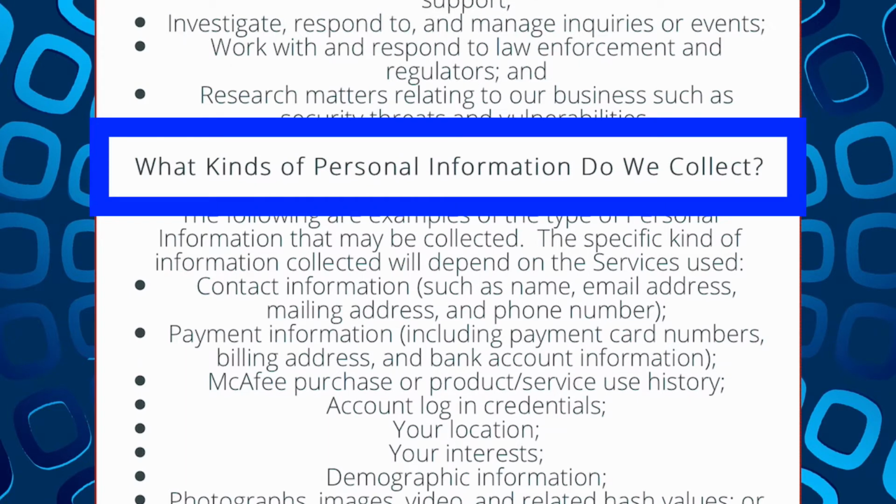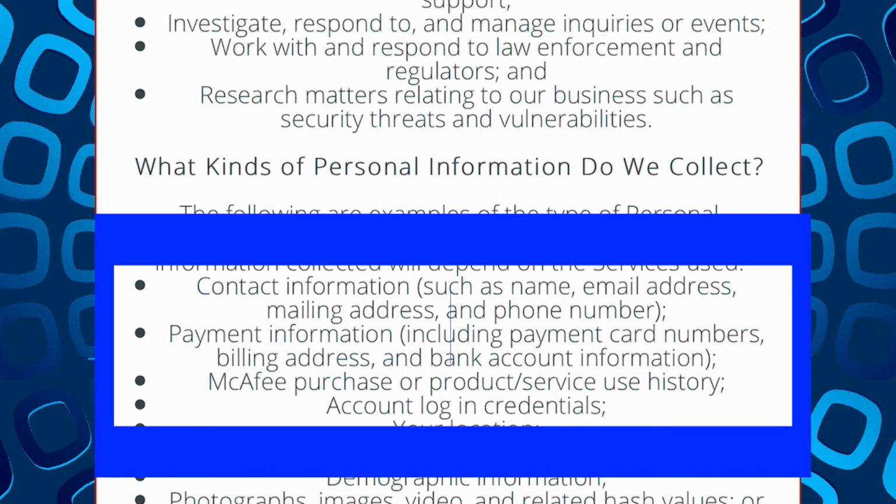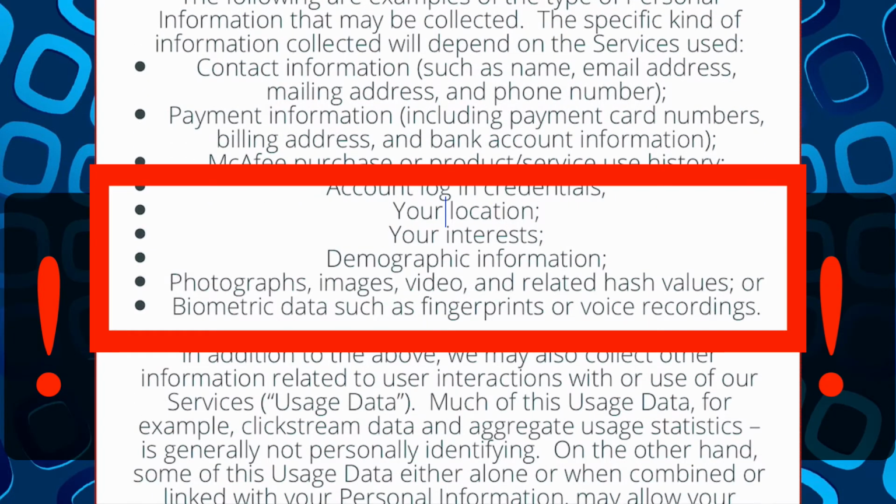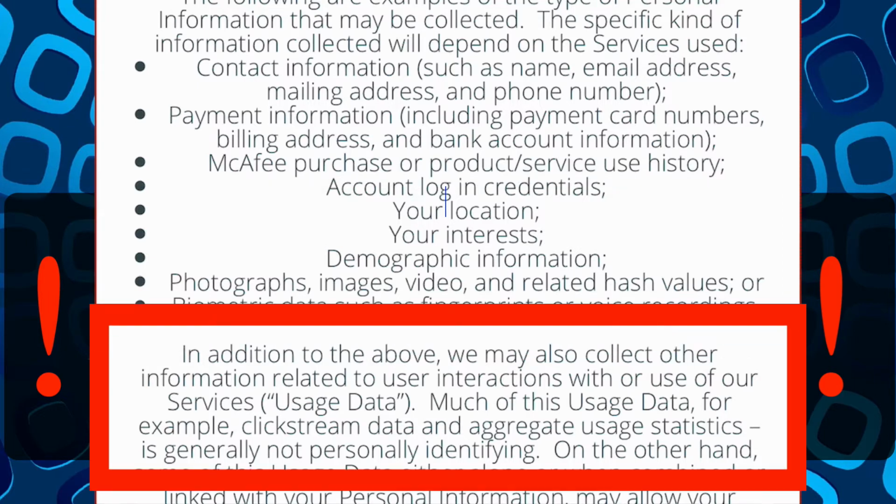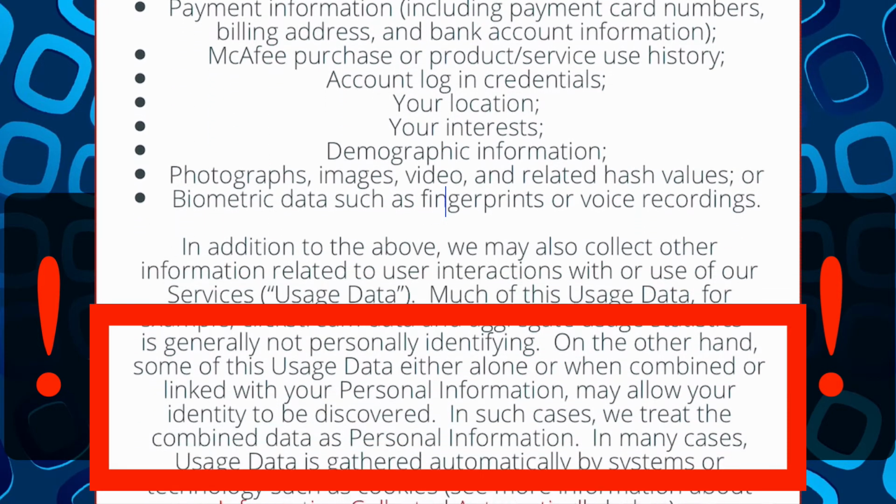So what kind of information do they collect? Obviously contact information. They also collect payment information, particulars about the purchases you've made with them, your login credentials, your locations, your interests, demographic information, photo, images, video and related hash values or biometric data such as fingerprints or voice recordings. And they may also collect other information related to user interactions with our service, for example usage data.